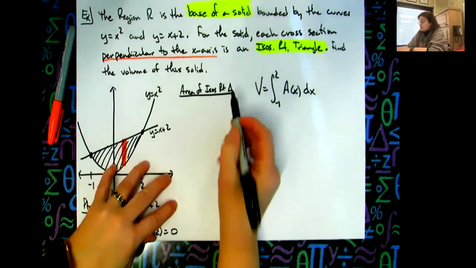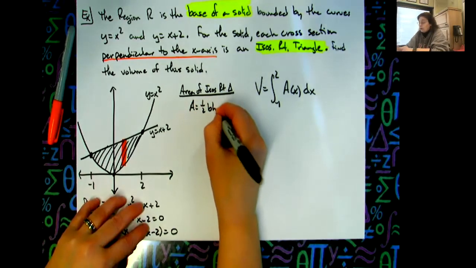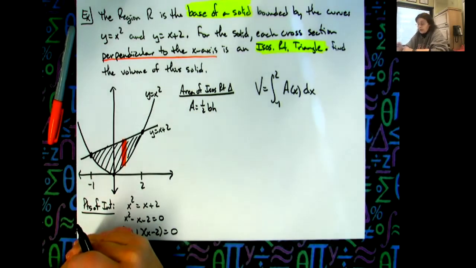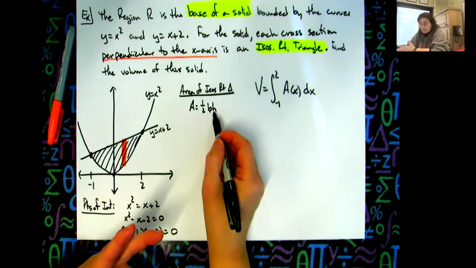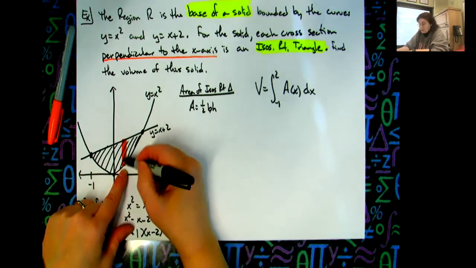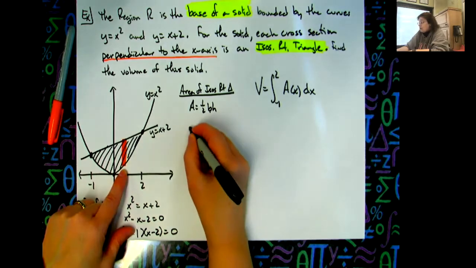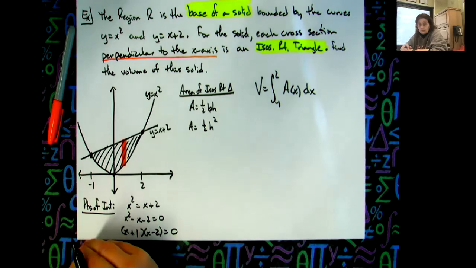Okay, so let's just visualize this. Area of a regular triangle is 1/2 base times height, right? But because it's isosceles, this B and this H are going to be the same number. So if I refer to it as a height, the distance between there, couldn't I do H squared? So couldn't I say my area is 1/2 H squared? It's going to be the same thing, right? Because my B equals my H.